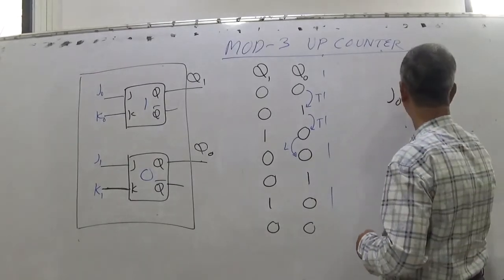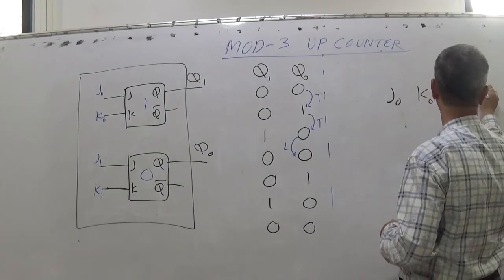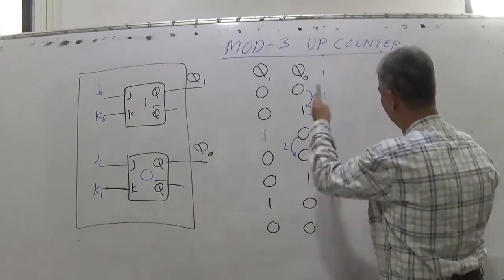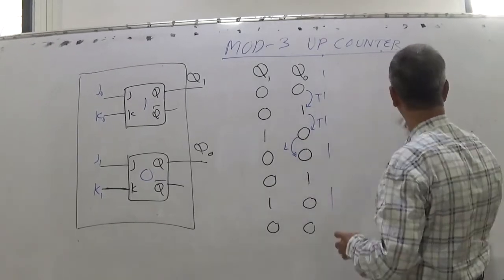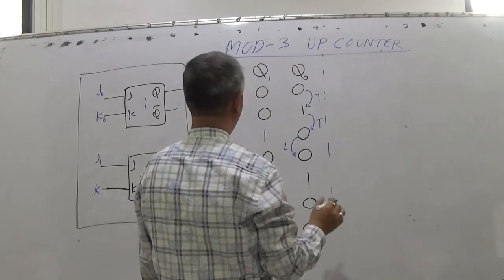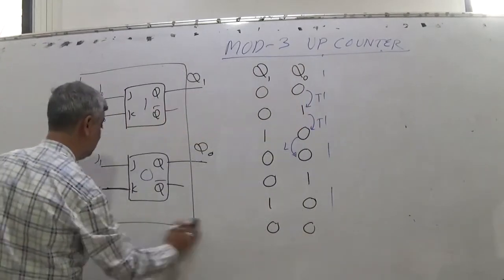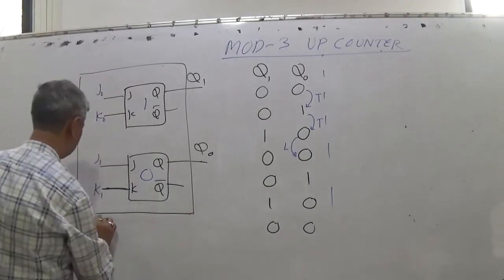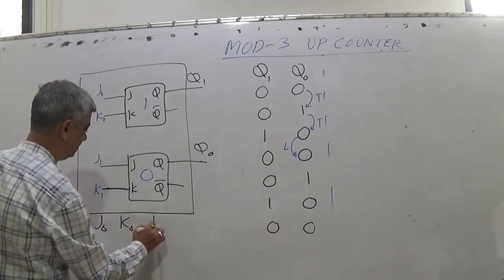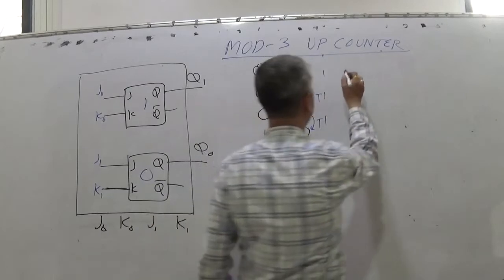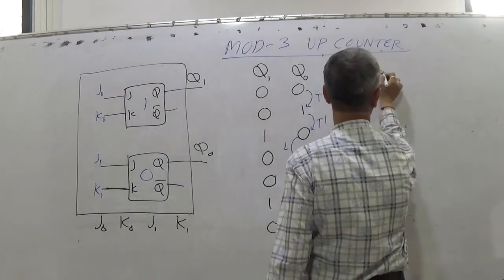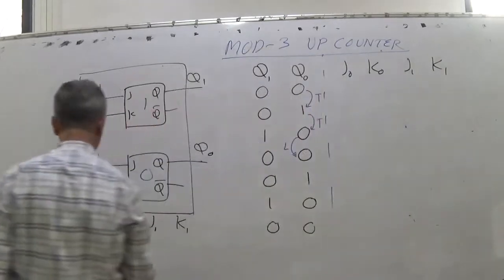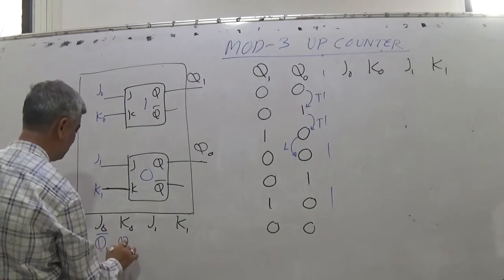So J0, K0 and J1. It is not required in all steps, simply you can write down. In fact, I should write it here, and those who want to verify can verify also. So J0, K0, J1, K1. I will also write here J0, K0, J1, K1. So what I have defined, J0 as Q1 bar and K0 as Q1 bar.